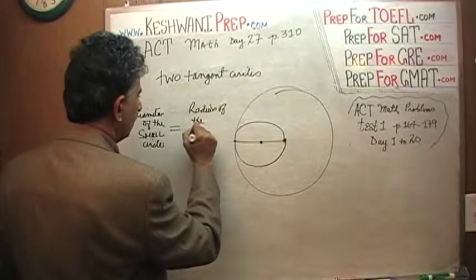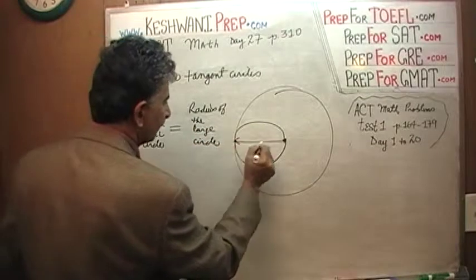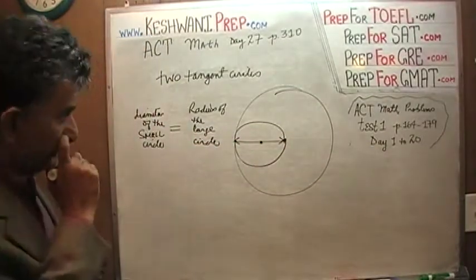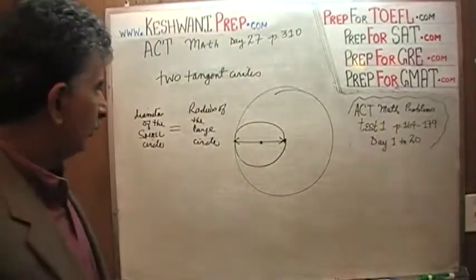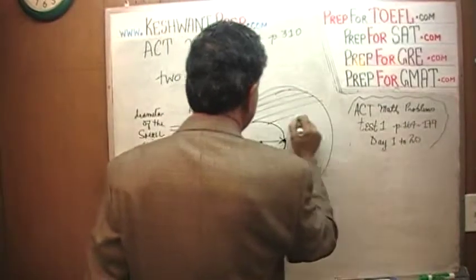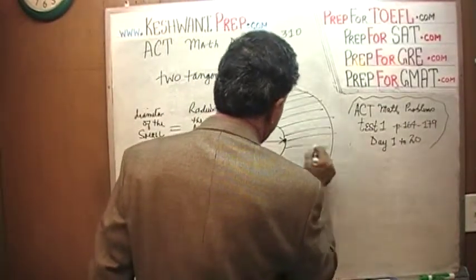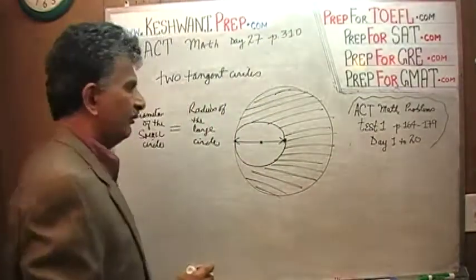of the large circle. This is the diameter of the small circle, and that diameter of the small circle happens to be the radius of the large circle because this is the center. And the question simply is, how much is the shaded area? What's the area of the shaded region?